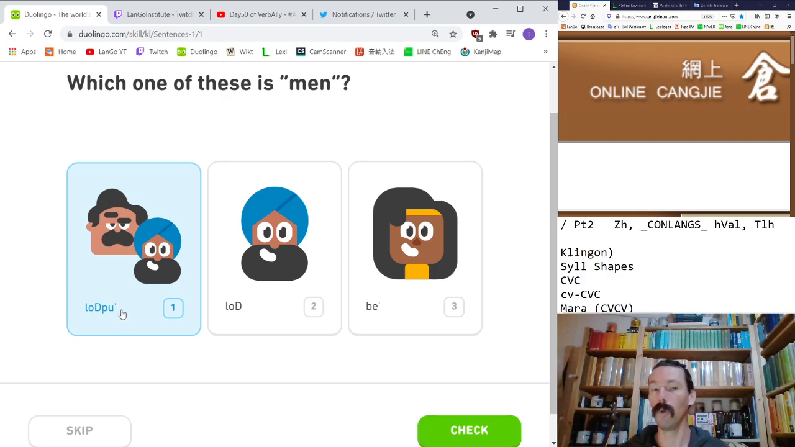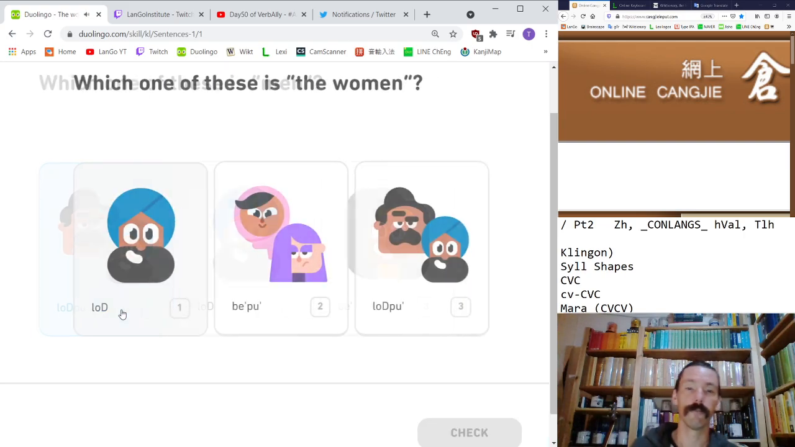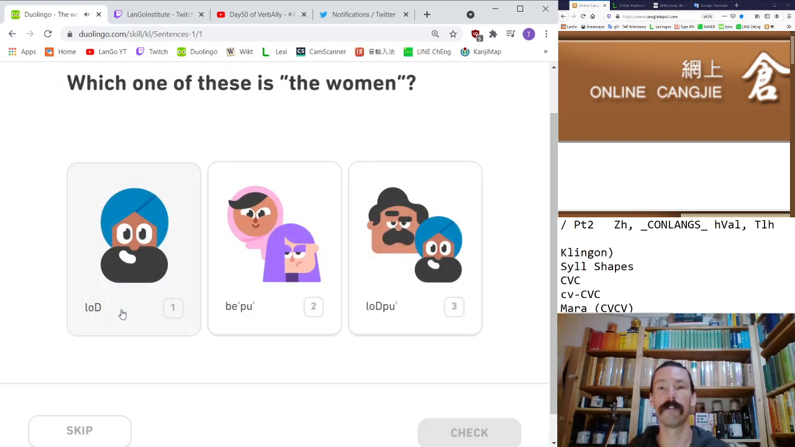I don't think we see pu on nouns for inanimate objects, so it's like a human pluralizer, except Klingons are not humans. What do you call it? The women. Be pu with the same suffix. Be pu. So two syllables, both ending in glottal stop. Lord pu. Be pu, keeping the vowel short.